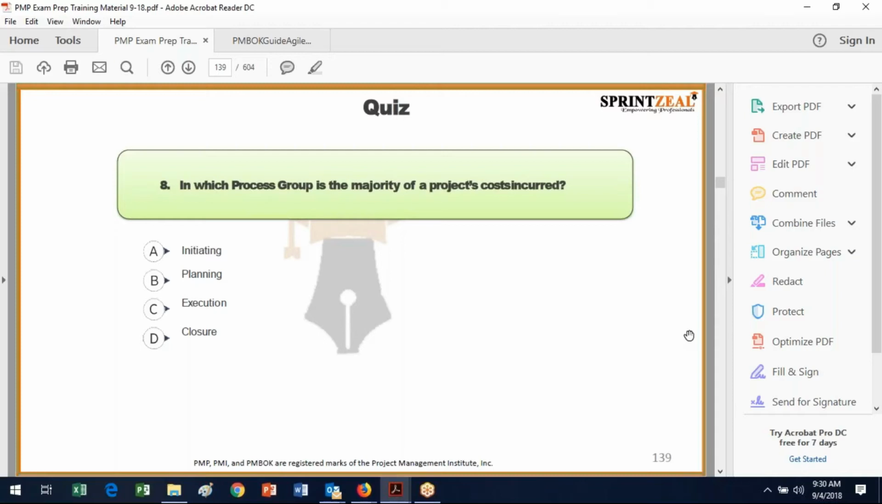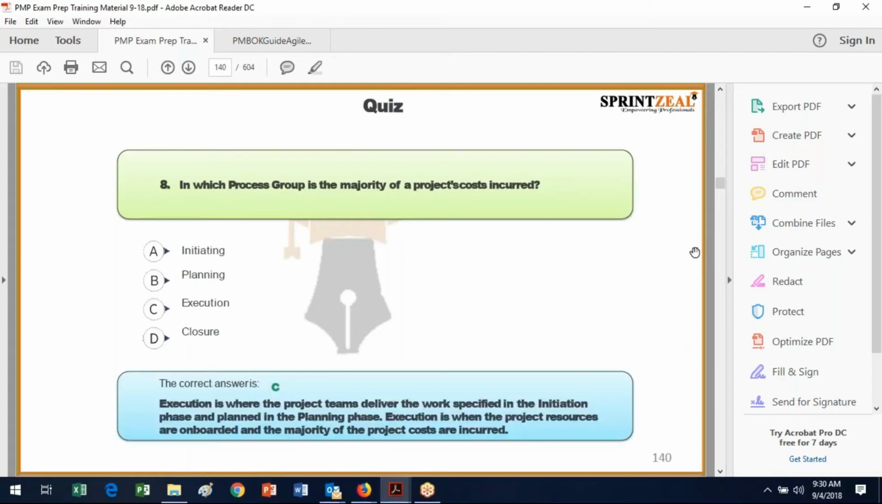Okay, question 8. Last question for this section. In which process group? You'd be lucky that it's the last question for the day. It would be C. C as in Charlie is correct. The execution. Right, so that's where the team delivers the work specified. Yep. So very good.